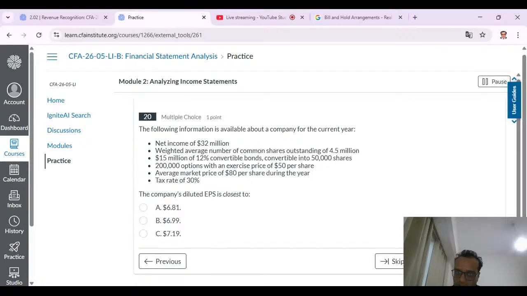The following information is available about the company for the current year. Net income of 32 million. Weighted average number of common shares outstanding of 4.5 million. 32 divided by weighted average number of common stock 4.5, plus 15 million of 12% convertible bond convertible into 50,000 shares, plus 0.05. Okay.